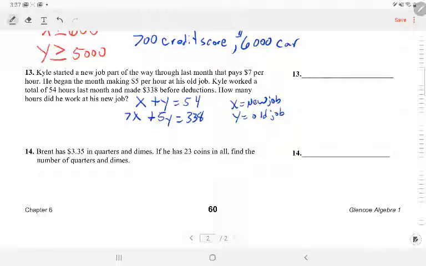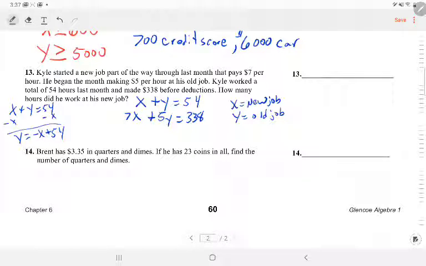Now I can take a look at this and I can solve this a couple of different ways. One way I could solve this is simply by substitution. Well, I want to know how many he worked at his new job, so I want to know how many he worked at x. So I want to solve for x, so I want to get rid of the y. So I could take my x plus y equals 54, subtract x from both sides, and now I get y equals negative x plus 54.